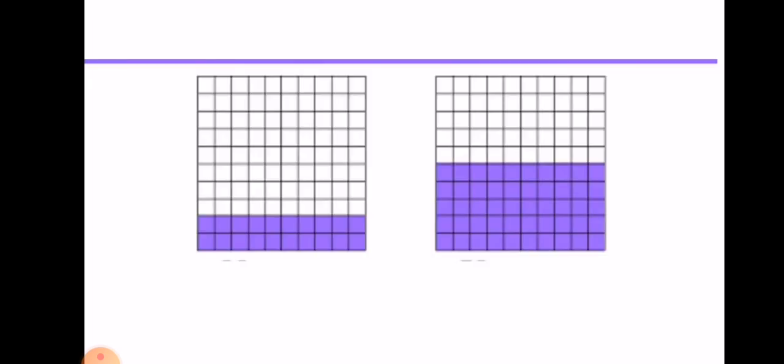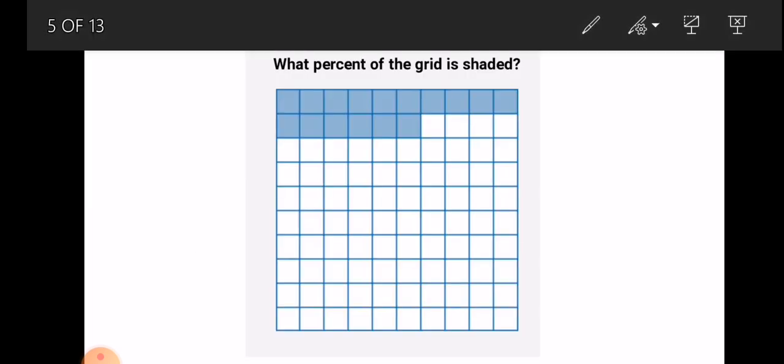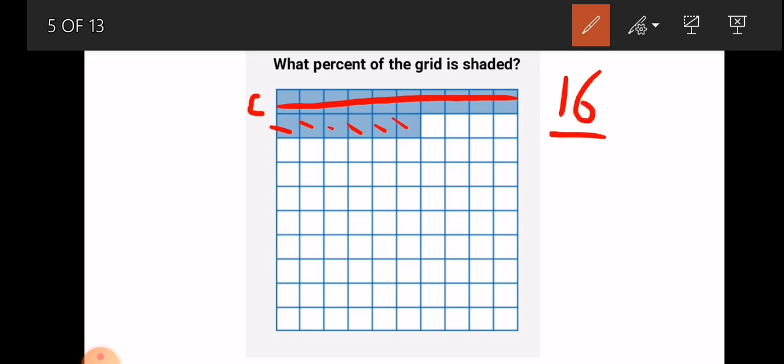So for example, can you do this one with me? Let's make it together. Here I want to know the percentage of the colored part. So the first step, I will count how many are colored. Here I have the first part, this is all 10. No need to count one by one. Then 11, 12, 13, 14, 15, 16. We have 16 colored out of what? We know that this shape has 100. So 16 out of 100.